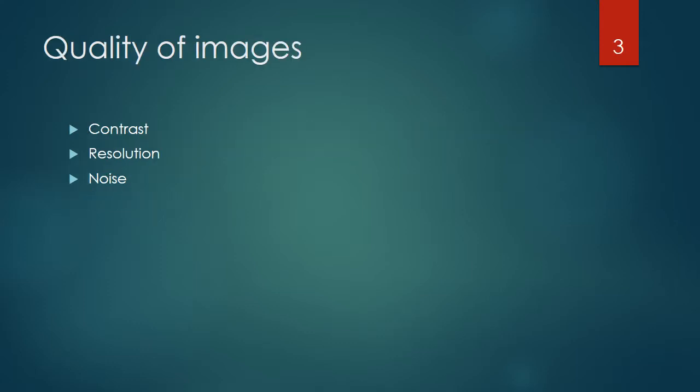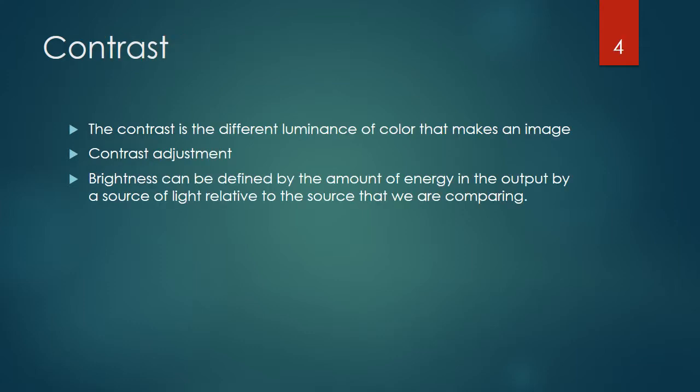The quality of the images depends on three factors essentially, and these are the contrast, the resolution, and the noise. The contrast is the different luminances of color that makes an image. The contrast can be simply explained as the difference between maximum and minimum pixel intensity in an image. The contrast adjustment depends on the difference in the signal average noise.